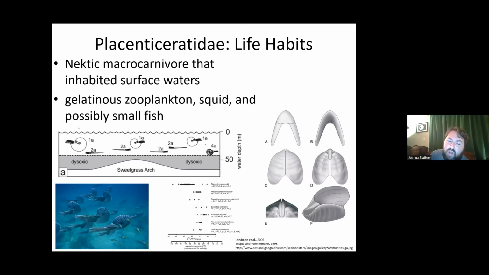Now, their jaw structure is interesting. It's more prominent compared to the Ancyloceratina, and it's more beak-like, but not as sturdy as a modern nautilus or octopod. So what people think is that they were probably munching away at gelatinous zooplankton, like jellyfish, and possibly squid and small fish.